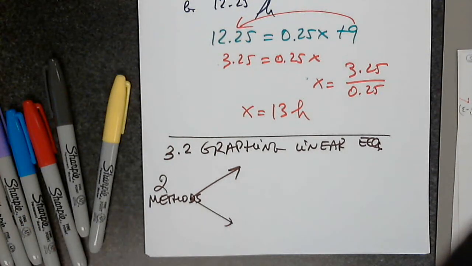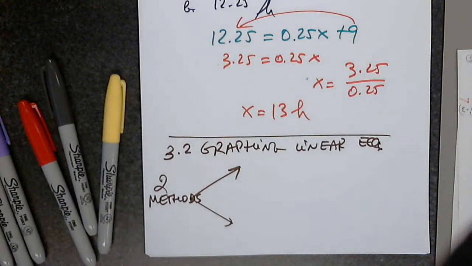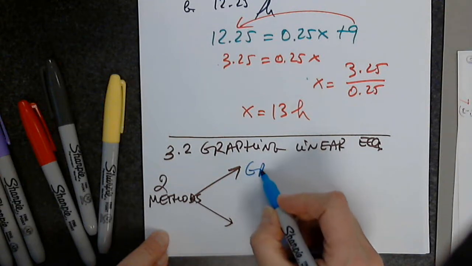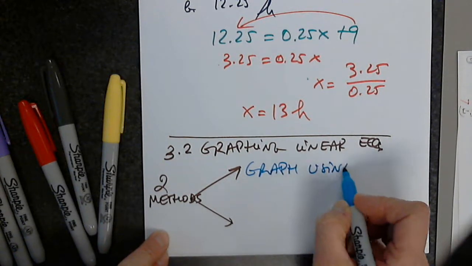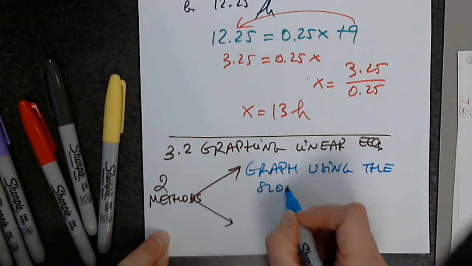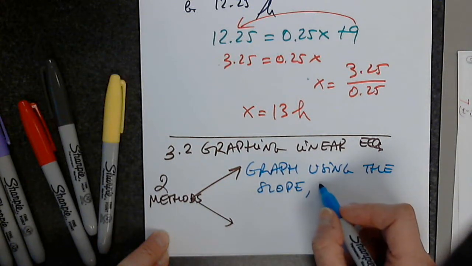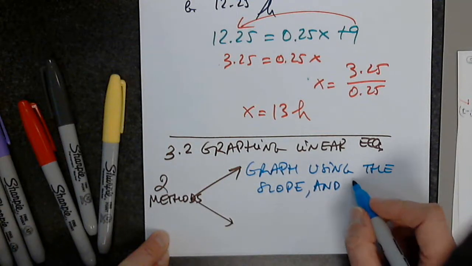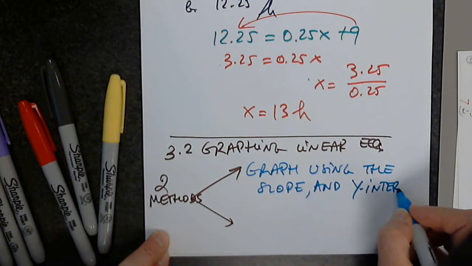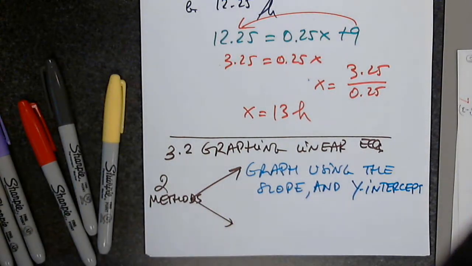One of them is good. I don't disagree with it. But you will never be able to use it for any other function. The other method is necessary and it works for all functions. So that's why I don't fancy using the slope. Graph using the slope and y-intercept. I don't fancy this one.